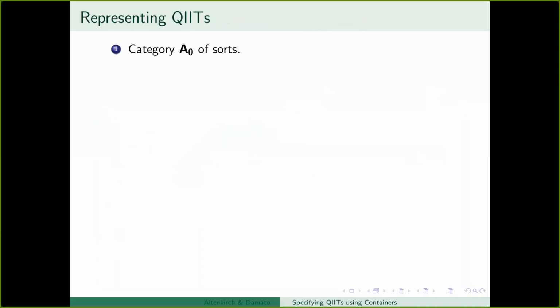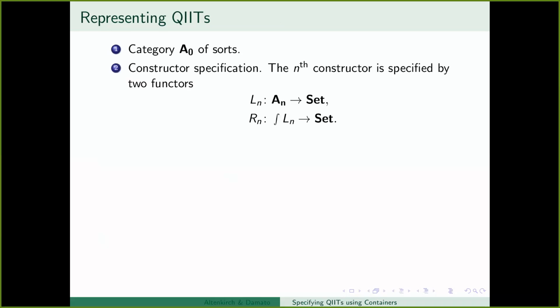And so A0 stands for the sorts of the quotient inductive type. And then what we do is we start adding constructors one by one. So the nth constructor is specified by two functors, Ln and Rn. Ln stands for the left-hand side of the constructor, or the arguments to the constructor, and then Rn is the target type. And this integral here, this integral Ln, is just the category of elements over Ln, and so it's just an object of An and then Ln of that object.